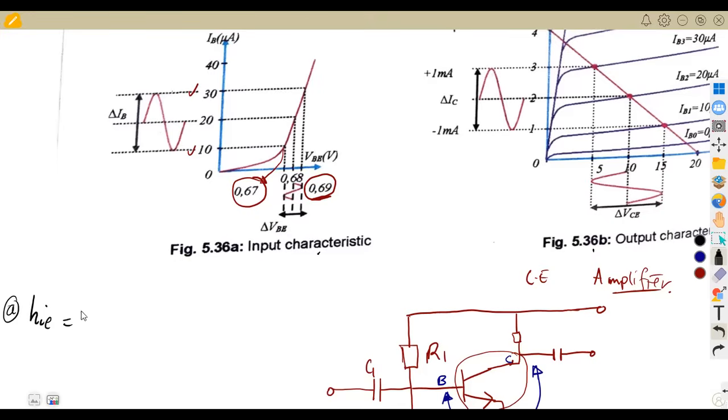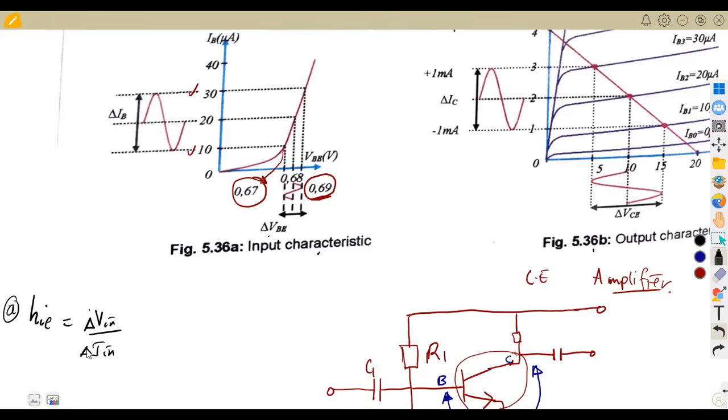How do you calculate input impedance? You are going to talk about the voltage at the input and the current at the input. So the actual formula was supposed to be the voltage at the input over the current at the input. But here we shall talk about the change in voltage at the input over the change in current at the input.